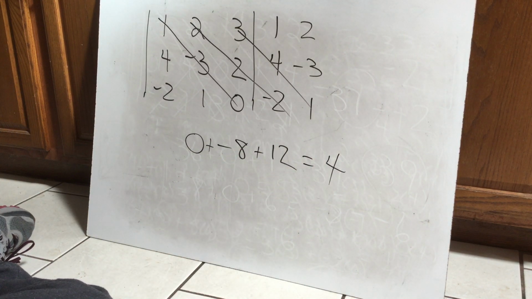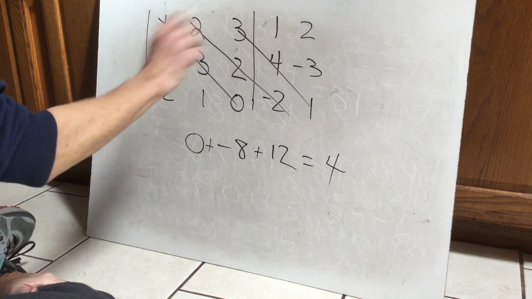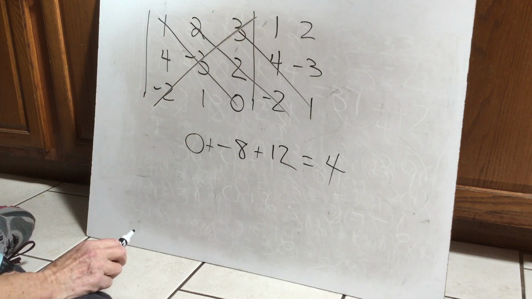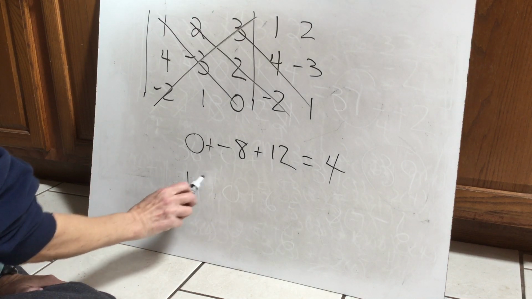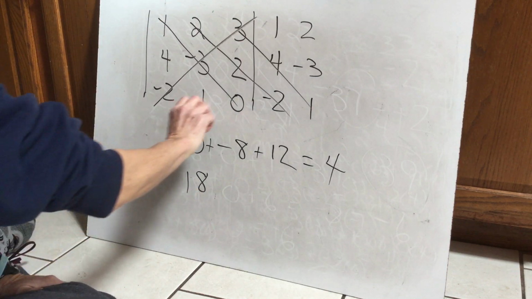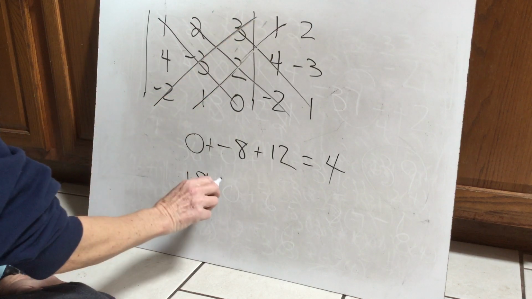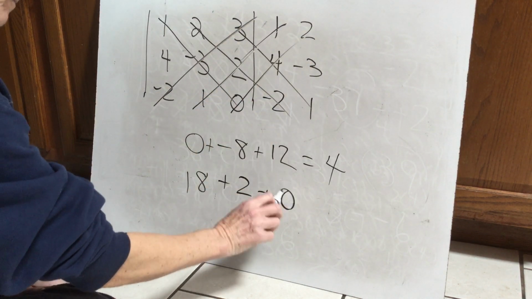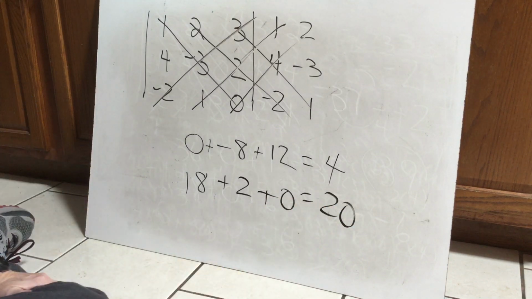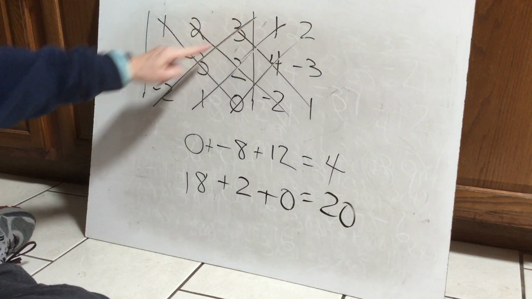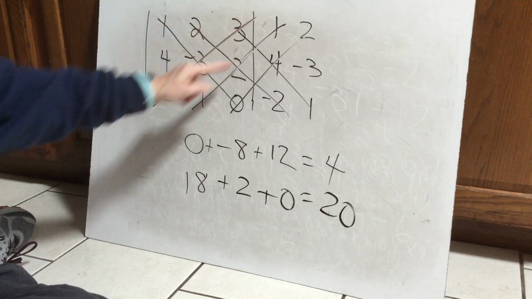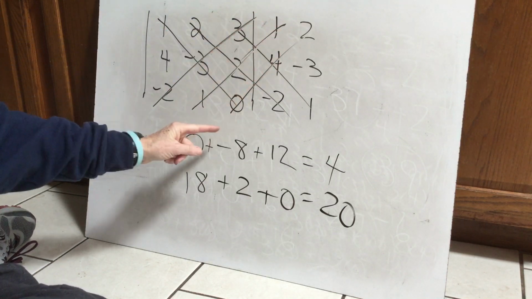4. Not the answer. Got to go the other way now. So we're going to multiply these numbers. That is 18. And then these numbers are 2. And these numbers are 0. Add them up and we get 20. So these give me a positive 18, a positive 2, and a 0.